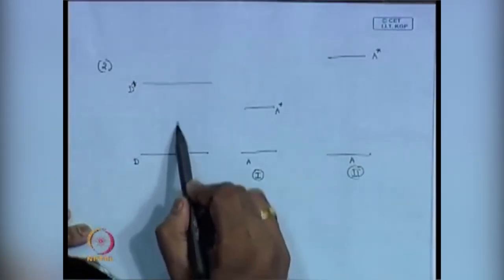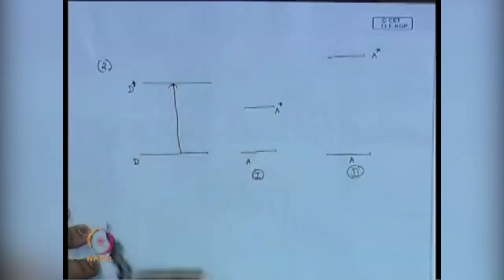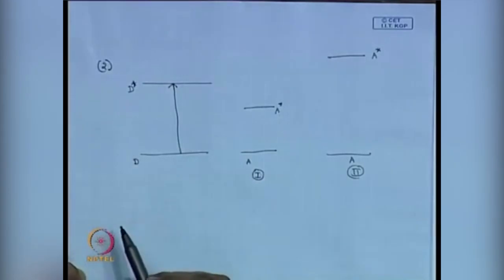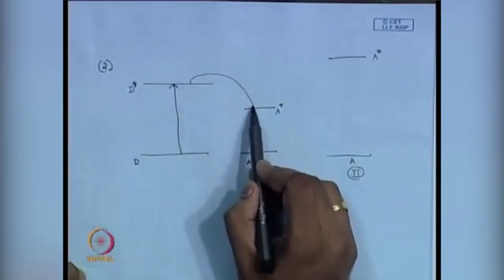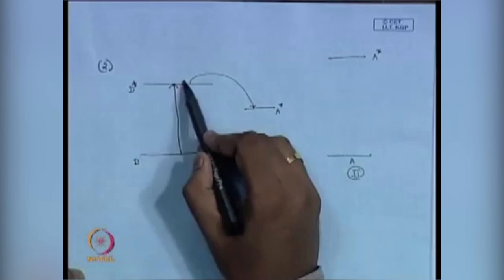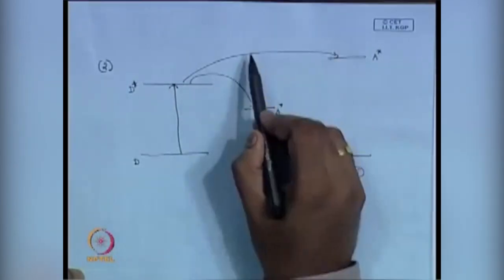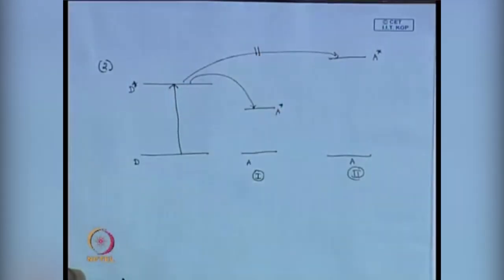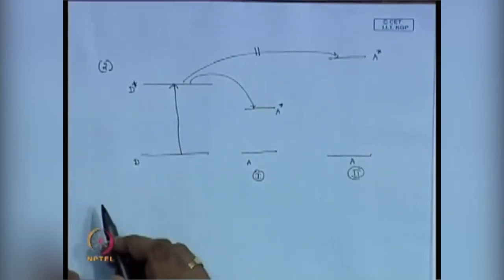I'm going from D star to D. The first case will be good because it will be a downhill process. It can happen. The other will be an uphill process, which you don't want thermodynamically. So, it says that the energy of my donor should be greater than the energy of my acceptor.